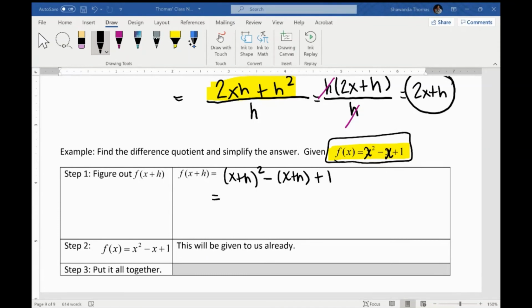(x + h) squared is x squared plus 2xh plus h squared. All right, x squared is correct, plus 2xh plus h squared. I'm just gonna go ahead and write it down.